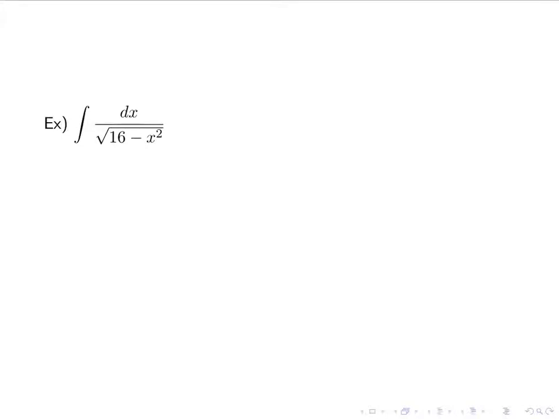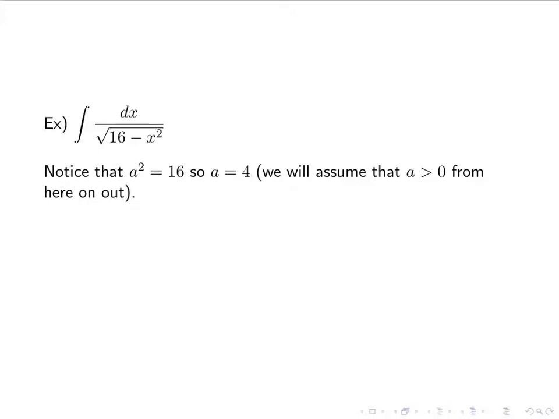So the integral of dx divided by the square root of 16 minus x squared. So we have a square root, we have a number minus x squared. So that's going to tell us sine inverse. What we need to do is figure out a. So remember that 16 is a squared, so a will be the square root of 16, and it'll be 4. We're going to assume that a is positive. We could also have a being negative 4, but for the sake of these, we're going to assume it's the positive square root.